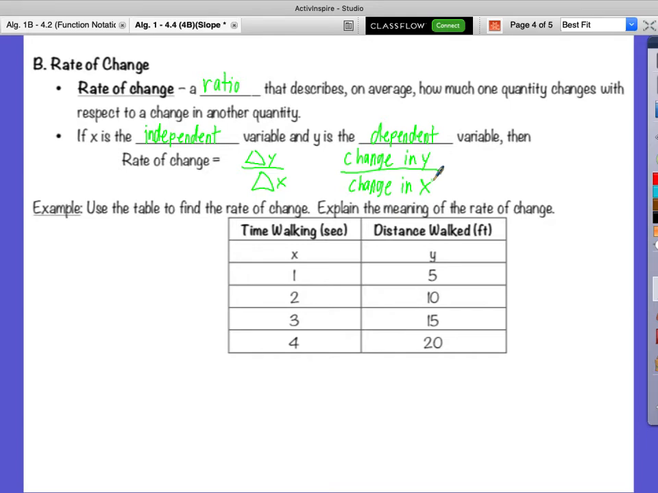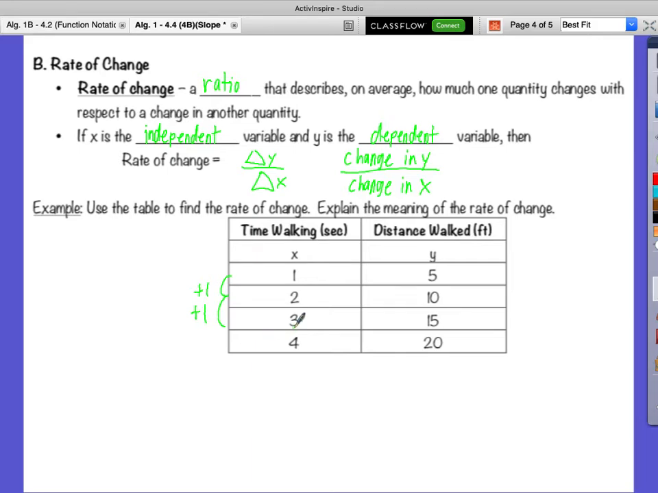So, here we have a table. We're going to use this table to find the rate of change, and we're going to explain the meaning of that. So we have time walking. What variable is that? X, our independent. Distance walked is what variable? Y, and that's our dependent. We're saying how far you walk depends on how long you walked. So, if we look at our x values, how much does it change from 1 to 2? It's adding 1. How much is it changing from 2 to 3?